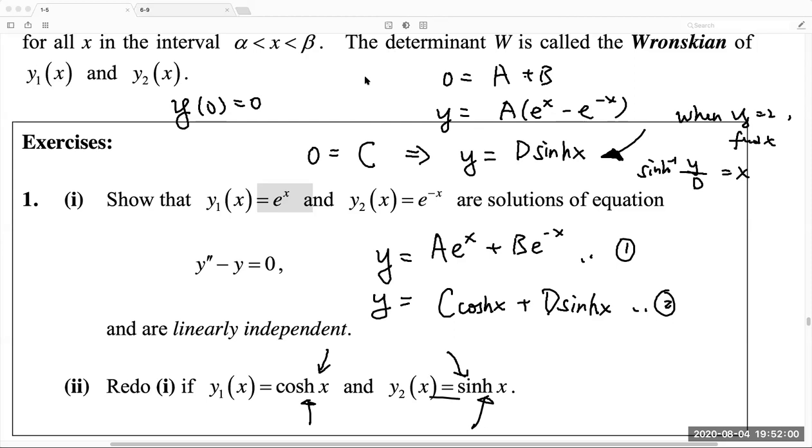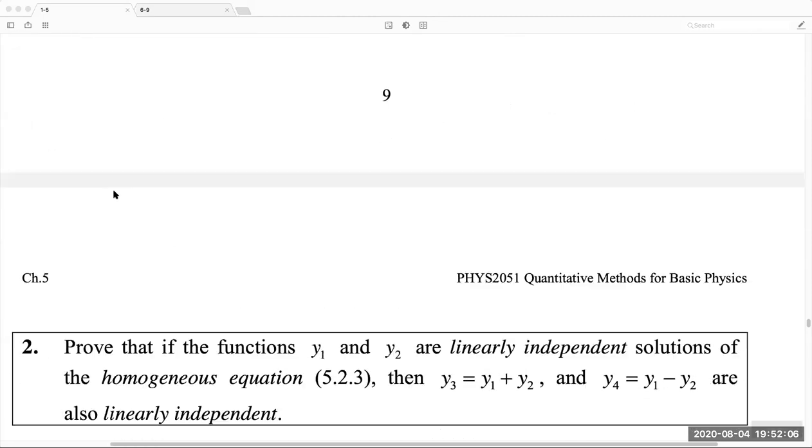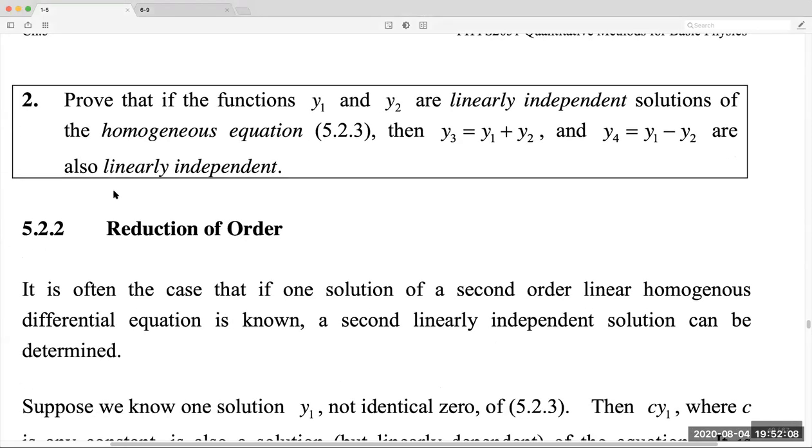So I clear the screen now. And then let's go on, we don't need to talk about this one.